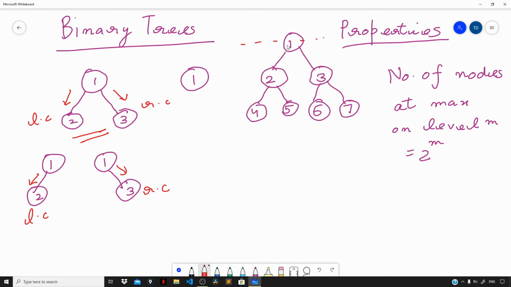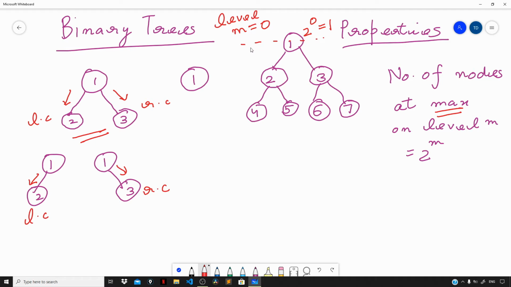Now for the root node, the level is 0. So let me take m as the level. So level is 0 for the root node. Now the number of nodes on level m using this property at max can be 2 raised to power 0, which is 1. And you can see we are having one node at level 0, which is the root node.